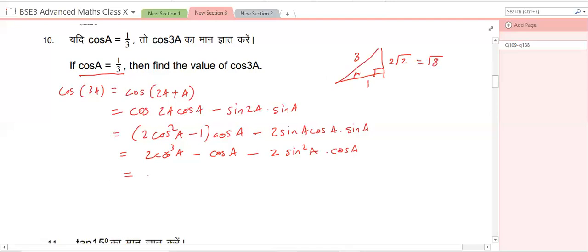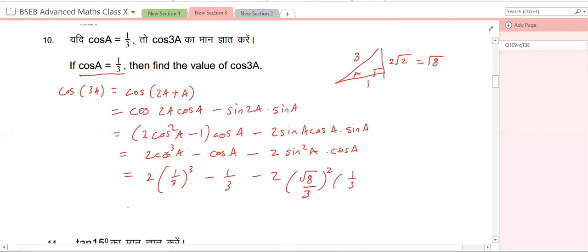So 2 times, what is cos cubed A, guys? Cos cubed A is 1/3 cubed, subtract cos of A, which is 1/3, minus 2 times, what is sine squared A? Sine squared A is opposite, which is square root of 8, over hypotenuse 3. So you can say root 8 over 3, opposite over hypotenuse, squared, times cos A, which is, remember we are squaring this, cos A is equal to 1/3.